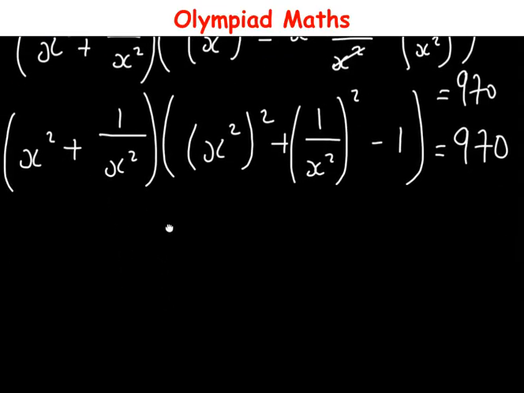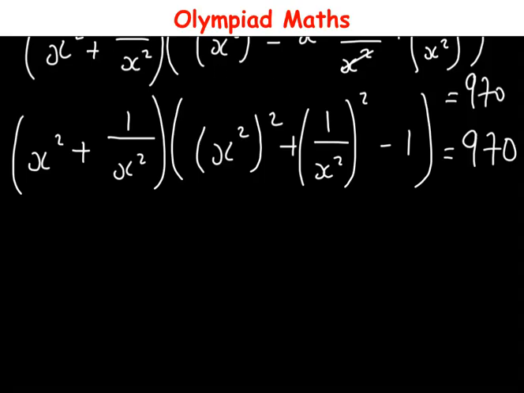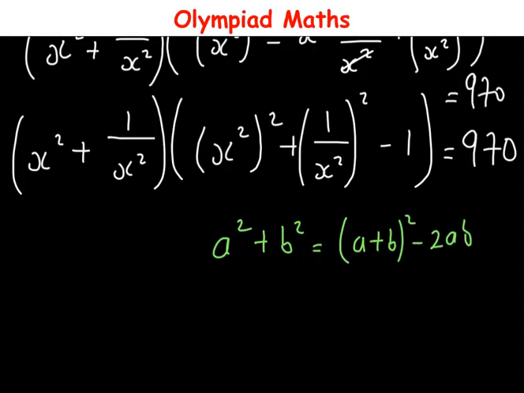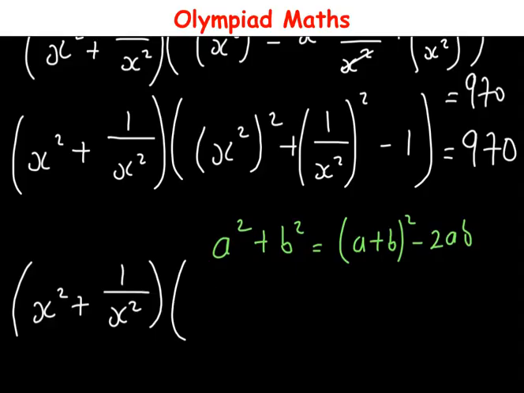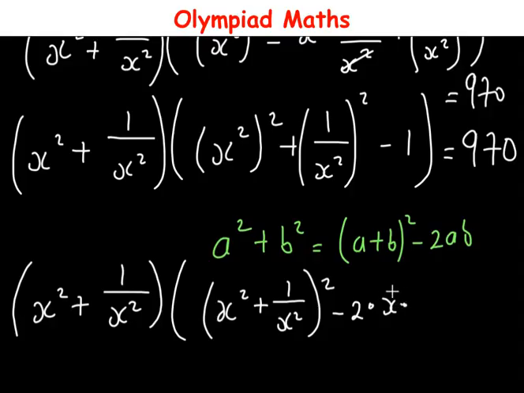So from here, we have sum of 2 squares. So if you have a squared plus b squared, this equals in bracket (a plus b) all squared minus 2ab. So this expression then becomes in bracket x squared plus 1 over x squared multiplied by, this becomes in bracket (x squared plus 1 over x squared) all raised to the power 2 minus 2 times x squared times 1 over x squared, then minus 1, and this is equal to 970.